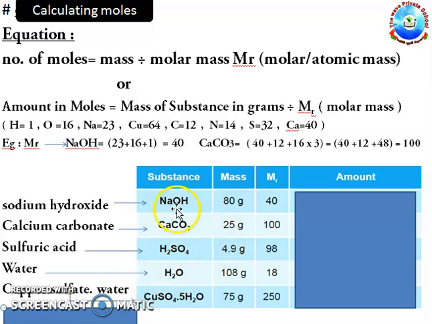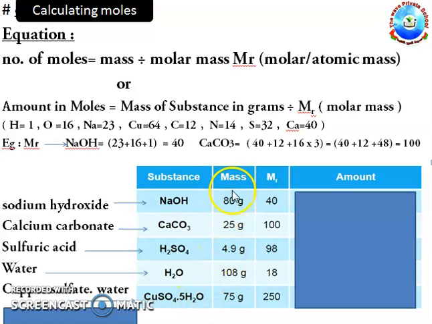Now see students, this is the substance and this is the mass of the substance. Mass of NaOH is 80 gram, calcium carbonate is 25 gram, and so on. Now see, the molecular mass you have calculated by this formula. I gave you one example, NaOH and CaCO3. Similarly you will calculate for H2SO4, H2O and CuSO4, 5H2O.